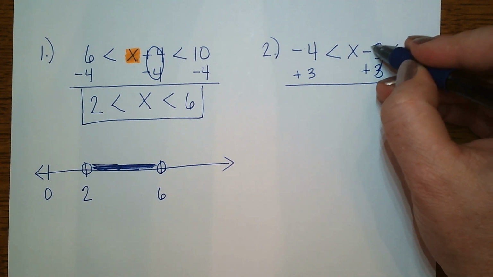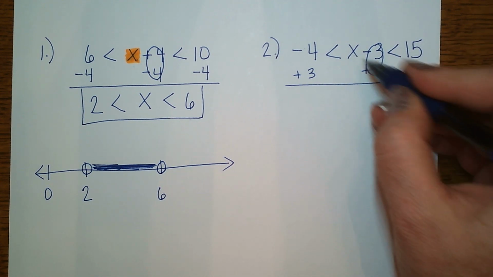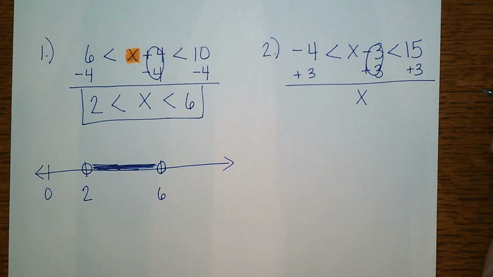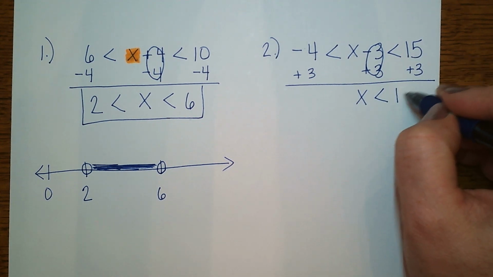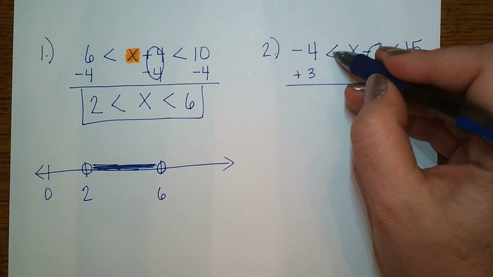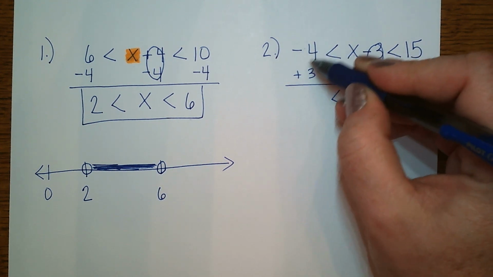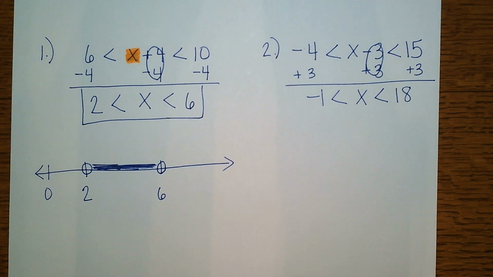My 3's become my 0. Here's my x in the middle, and now it is isolated. 15 plus 3 is 18. Bring my sign down. -4 plus 3 is -1.